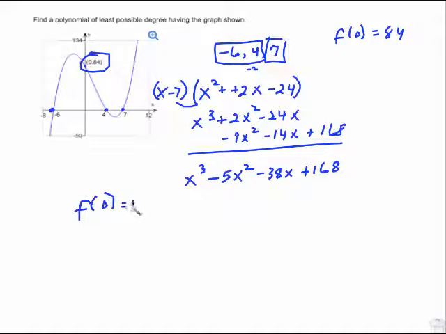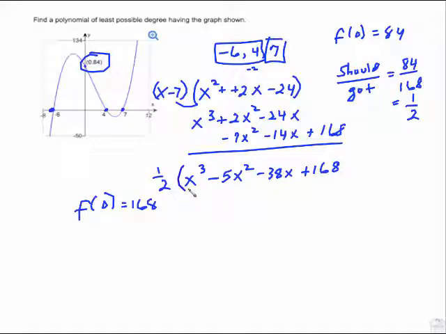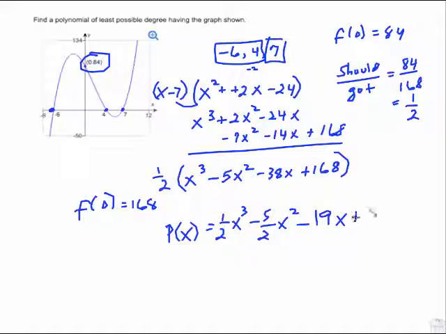we just get 168. So here's my ratio of should over got. I should have an 84 because that's what they told me. I got a 168. That reduces to 1/2. That says I need to take my polynomial right here and distribute 1/2 all the way through the polynomial. So my answer will be p of x equals 1/2 x cubed minus 5/2 x squared minus 19x plus 84. And there's our polynomial.